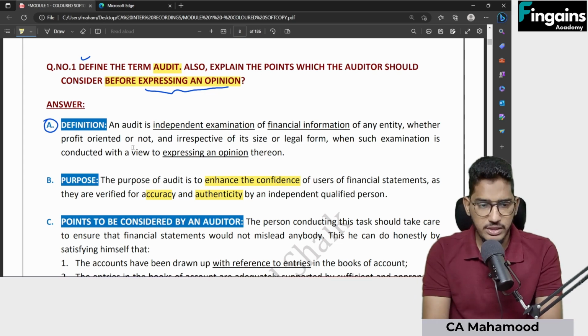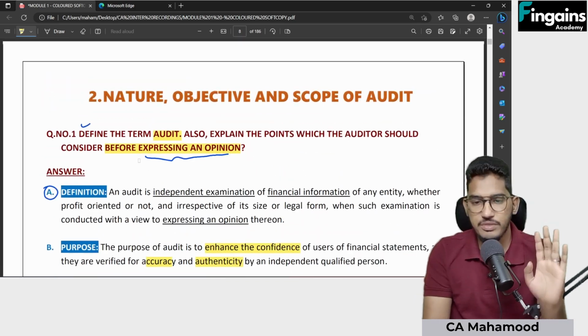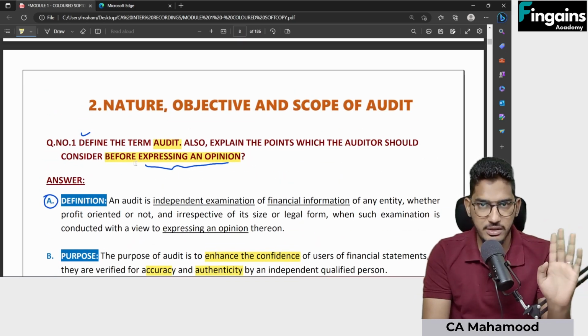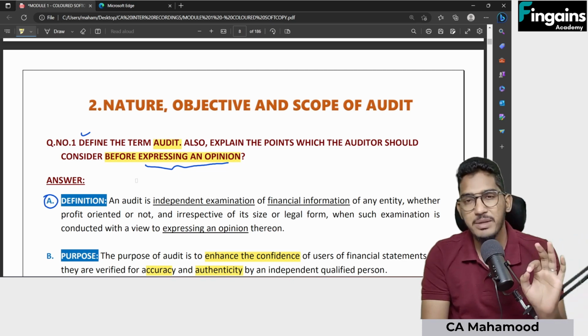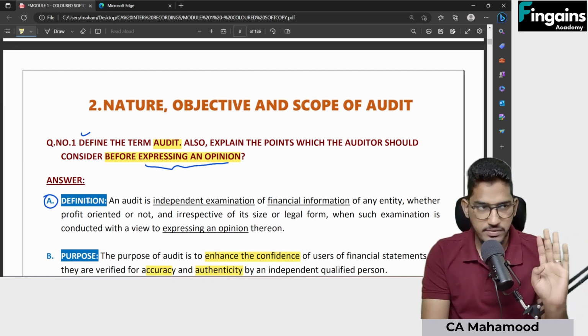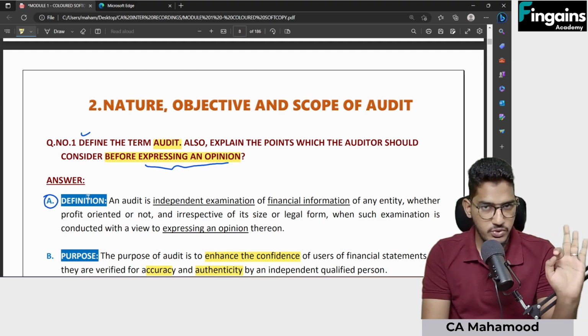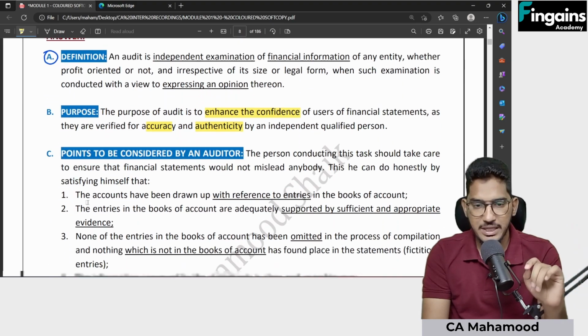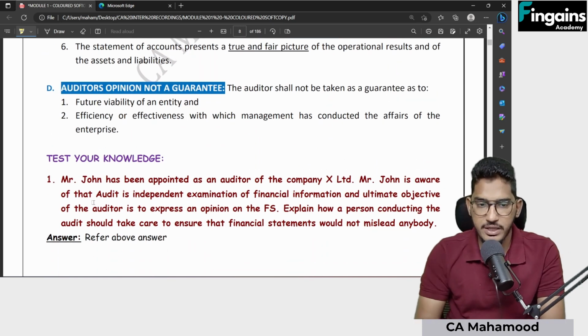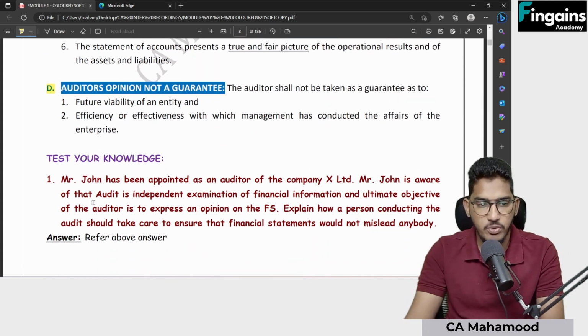Now, one more thing which we need to understand. See, the main question is what? Points which are required to be considered before expression of opinion. I did not explain the main question yet. So first we understood the definition, which I have already done in the previous class. Then we understood what is the purpose of the audit. Now, before I come to the main answer, there is one more point which I need to explain, which is this D point. Auditor is expressing an opinion, but he is not giving any guarantee.